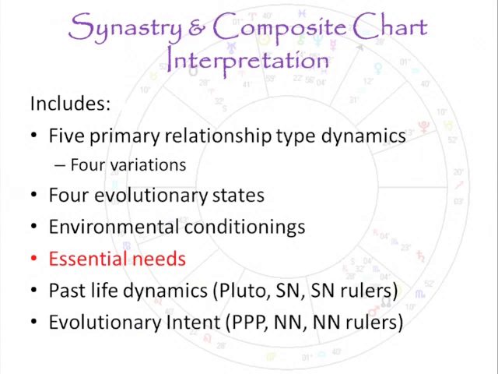The environmental conditionings we speak about so much, I have not done a class on that. Basically, this is the familial, the religious, spiritual, the societal, cultural, the economic, all of the various conditionings that a soul is born into. Those are only known through observation and correlation. They don't show up in the chart. And of course, what we're going to move into today is, again, those essential needs. But this is kind of just like the little checklist when you're working with either synastry or composite charts.